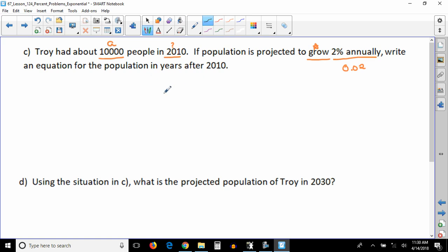So there is no time. So y is equal to a parentheses 1 plus r to the t. I put a plus sign because it says grow. I put the formula down, and now I have to plug it in. So y is equal to a is 10,000 parentheses 1 plus 0.02, and then the t, you can leave it as a t. You could also make it an x if you wanted to, because it's a variable. You don't know the time yet.